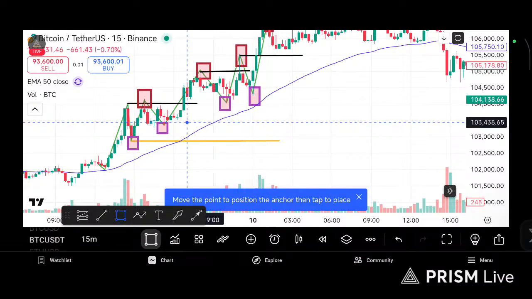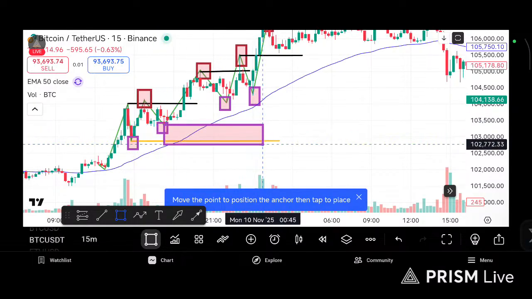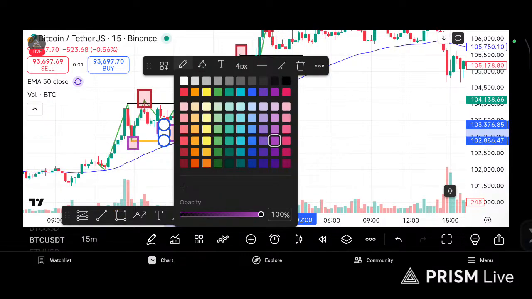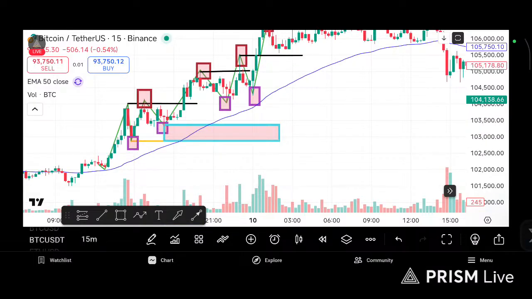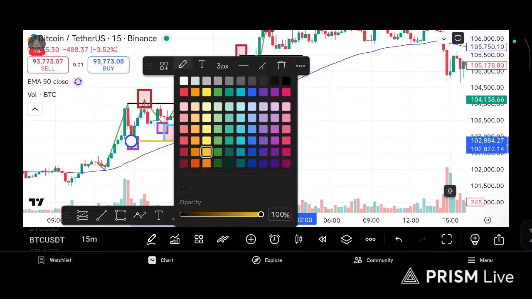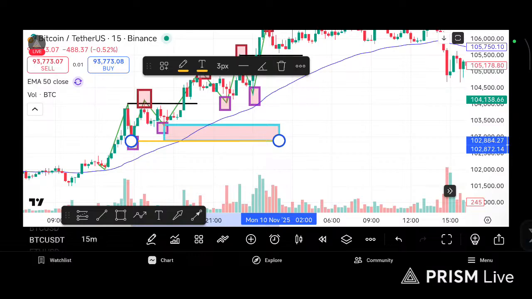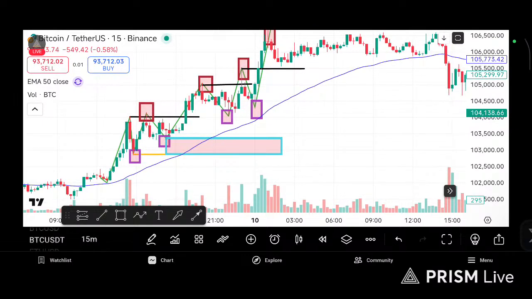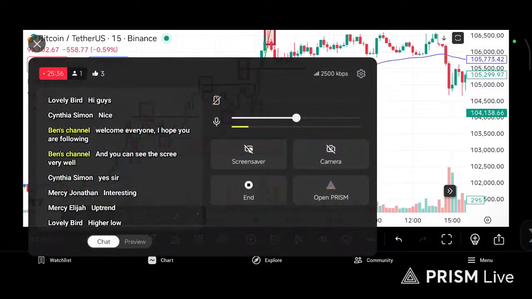This is what I mean. This box here, this blue box here, is what is called the gap between my liquidity. This is my liquidity, and it is going low. So that is it.